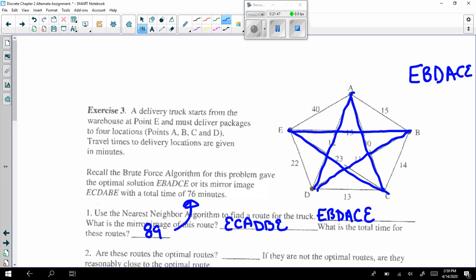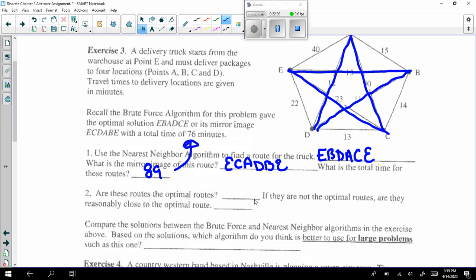And if you look up on your table that you created on exercise 3 doing the brute force algorithm, that is actually the third smallest. So there's an 86 and an 89. So under those, that 76. So are they optimal routes? No, they're not optimal routes, but they are reasonably close.